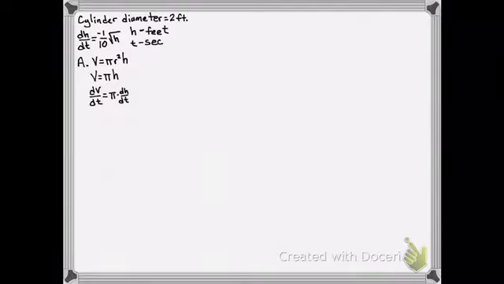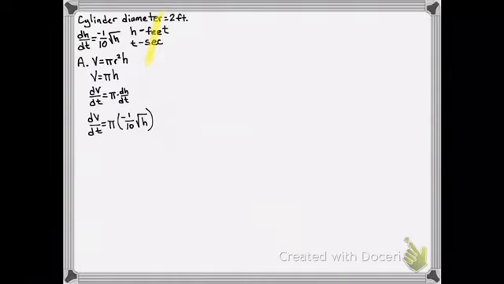But I don't have dh/dt. Oh, wait, yes, I do. dh/dt is given to me right here. And so I can plug that into my equation. dV/dt is going to equal pi times -1/10 radical h. We want to know the rate of change when the height is 4 feet.